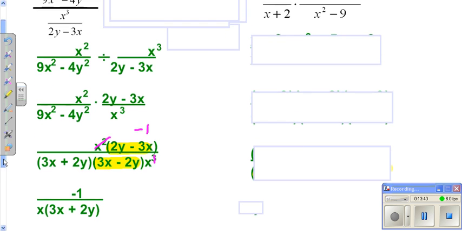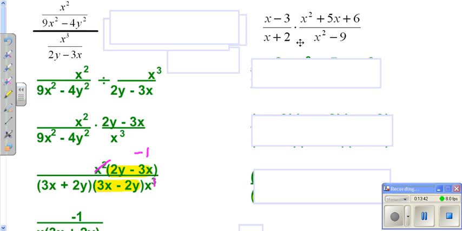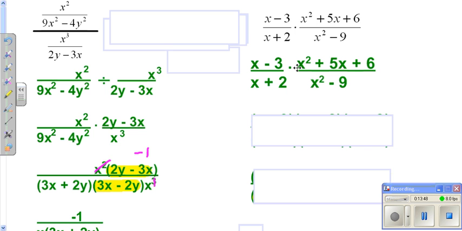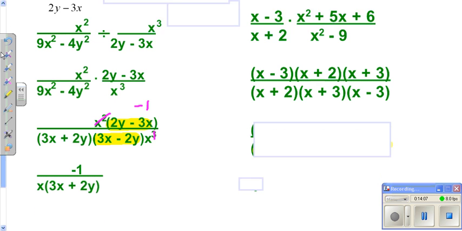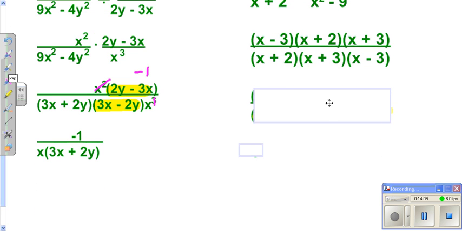So we take a look at the last one here. It's a fraction times a fraction, so we don't have to flip anything, but we do need to go ahead and factor this one right here. So we're going to factor the second numerator and the second denominator, because the first ones don't factor at all. We get an x plus 2 and an x plus 3 for this numerator here. Bottom one is a difference of squares. Then we go ahead and take a look at what we have left.